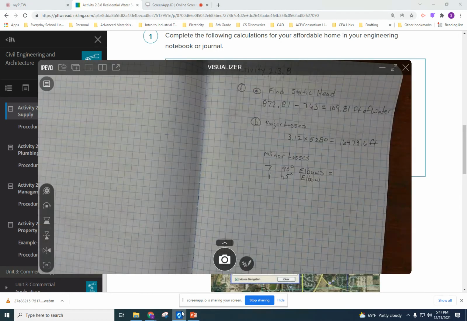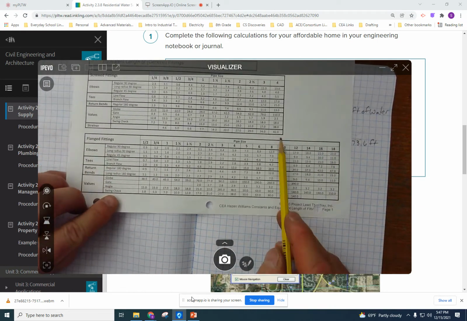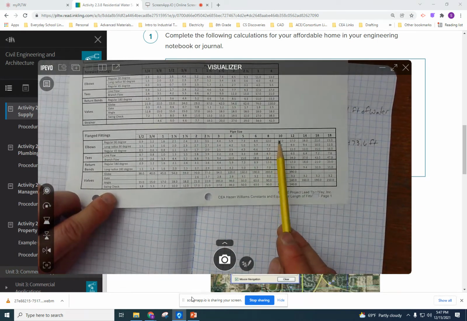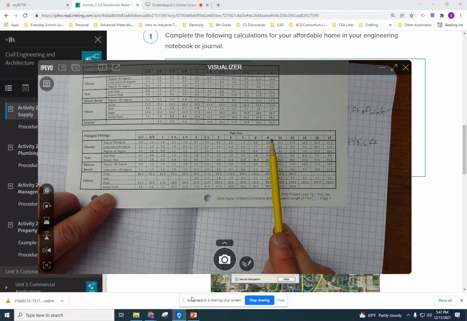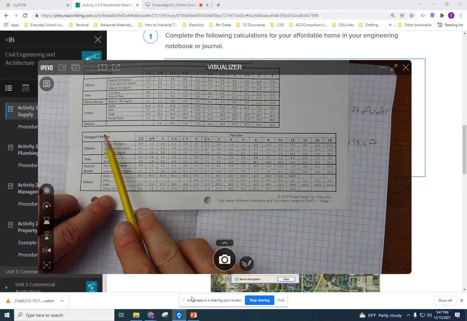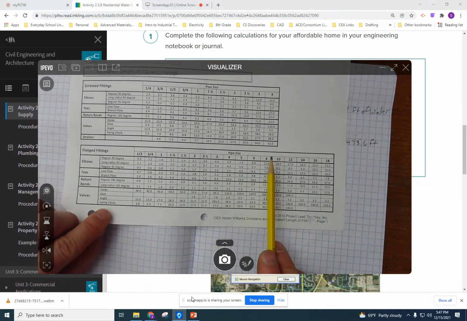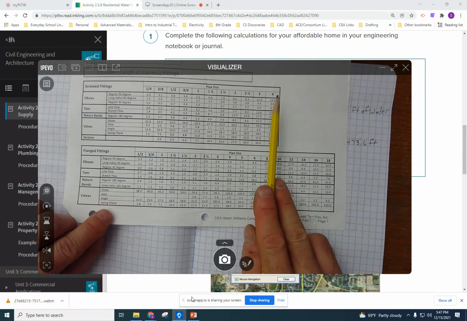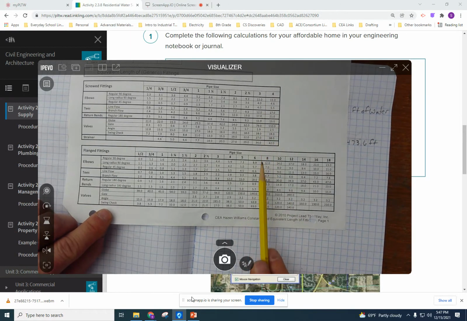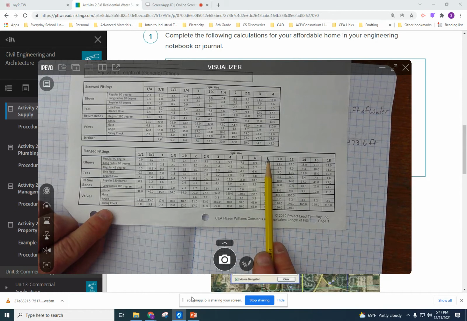When we come back over here, here's our chart, and we have flanged fittings. That's what they said in there. So 8-inch pipe with flanged fittings. You can tell we have flanged fittings because there is no 8-inch up here anyway. Here are our 90-degree elbows right here. For every 90-degree elbow, we have to add 12 feet. For every 45-degree elbow, we come down two more. We have to add 7.7 feet.